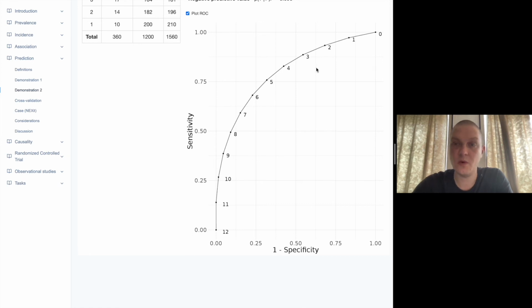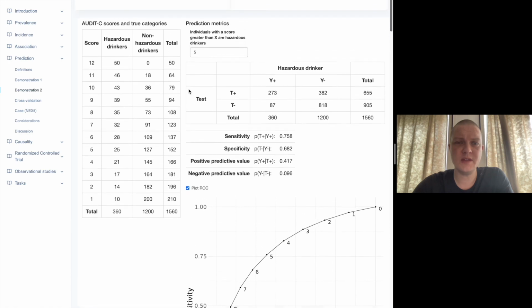As you saw before, if we set the cutoff to 0, then we'll have a perfect sensitivity, but we'll have a terrible specificity. And if we set the cutoff to 12, we'll have terrible sensitivity, but a great specificity. And so this ROC curve could visualize for you this trade-off between sensitivity and specificity given different cutoffs. But as I said, maybe it's not always the case that you want to pick the one that balances these perfectly. So for instance, for audit C, the most common cutoffs are around here, 3 and 4. You can play around with this to see how this changes.